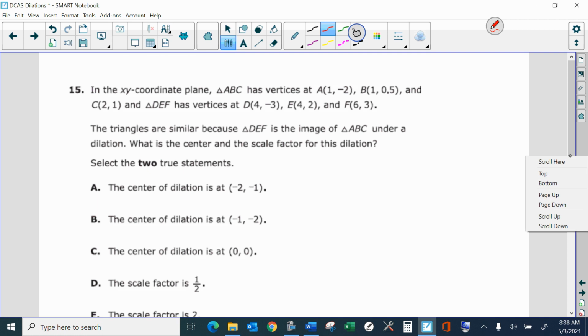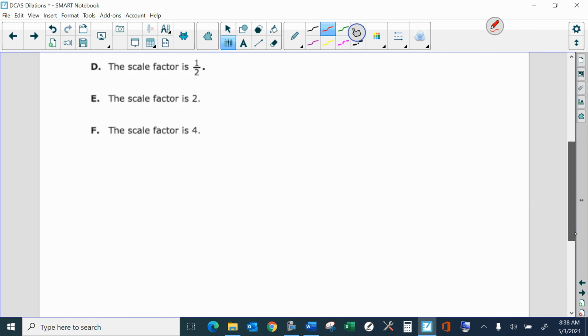So here's that one. Plot them. Find where they intersect. That's the center of dilation, and then find the scale factor. Okay, we've done that enough already.